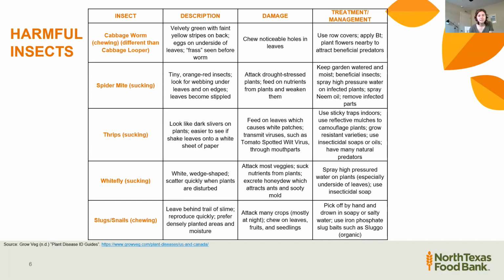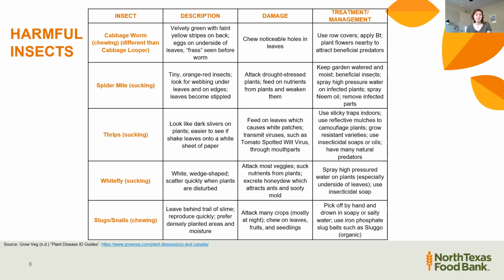Thrips are going to look like little black slivers on your plants. So if you're thinking, I might have thrips, or I don't know what's going on, one way to identify if you have them or not is to take a white piece of paper and just tap your plant over the white sheet of paper. If you see these little black slivers, then that's going to be your thrips.